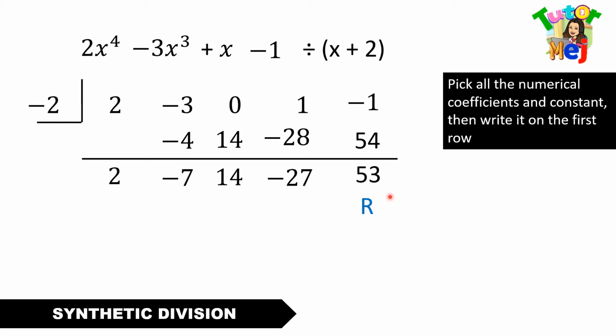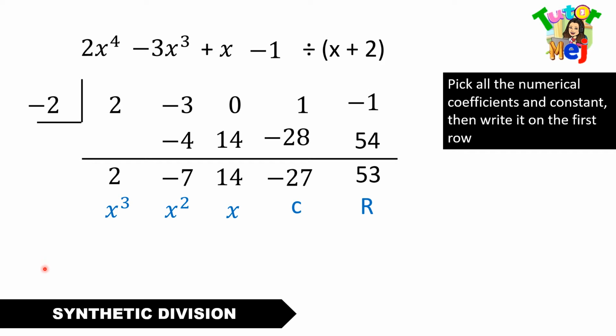Okay, so here, this is now the so-called remainder. On this part, we have here the constant. On this part, we have the linear part. Here, we have the quadratic part. And here, we have the cubic part or term.